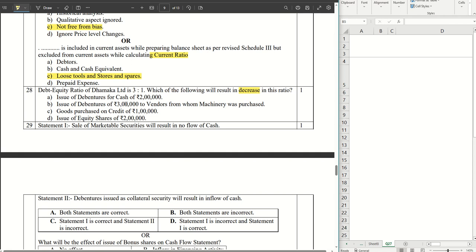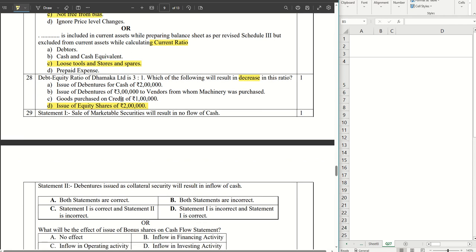This is not applicable. Goods purchased on credit of rupees 1 lakh. Here, none of the ratios are impacted, debt or equity. Point number D, issue of equity shares of rupees 2 lakh. Straight away, this is increasing my equity, which is denominator. So overall ratio is decreasing. Number D is the answer, right? That is how you have to understand at a concept level.